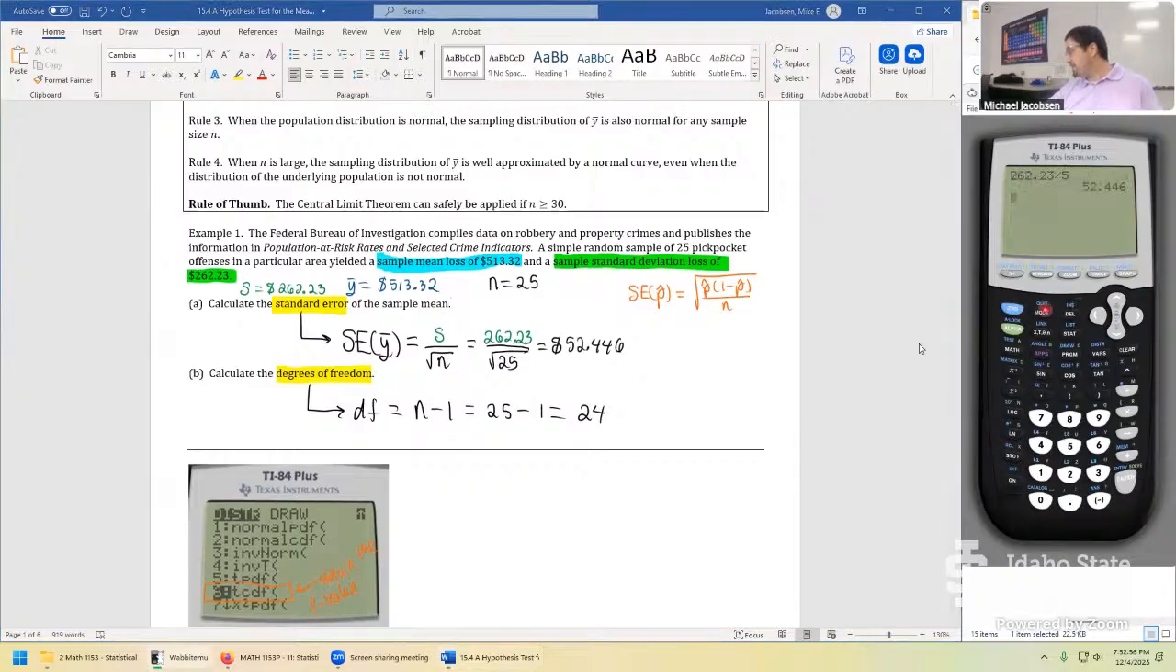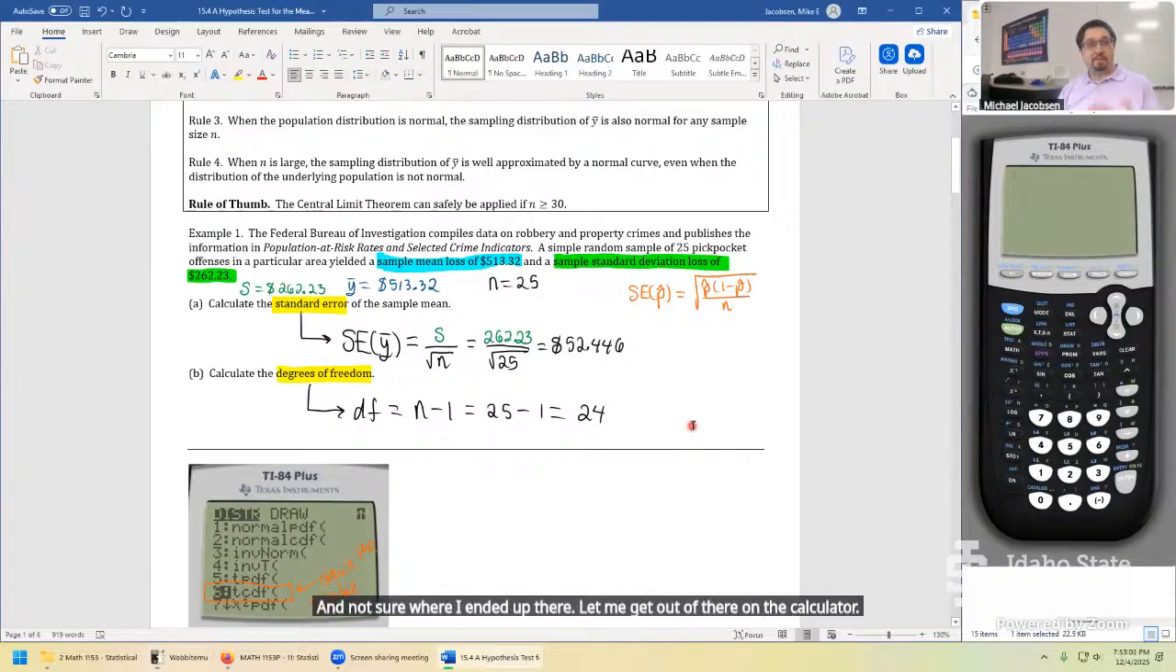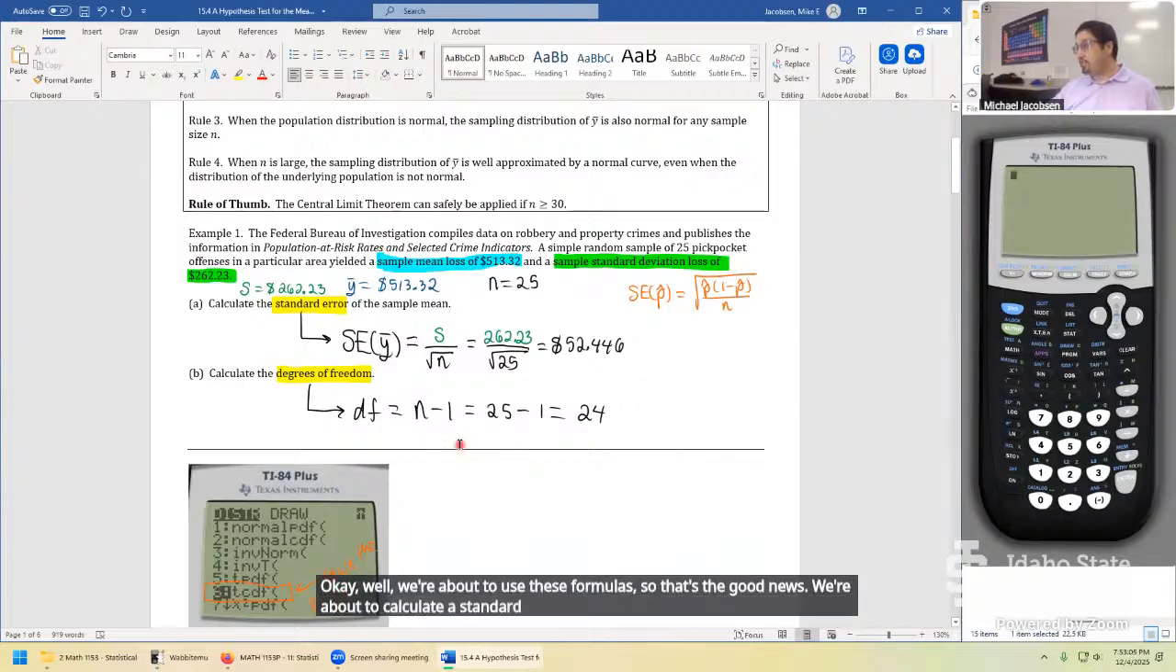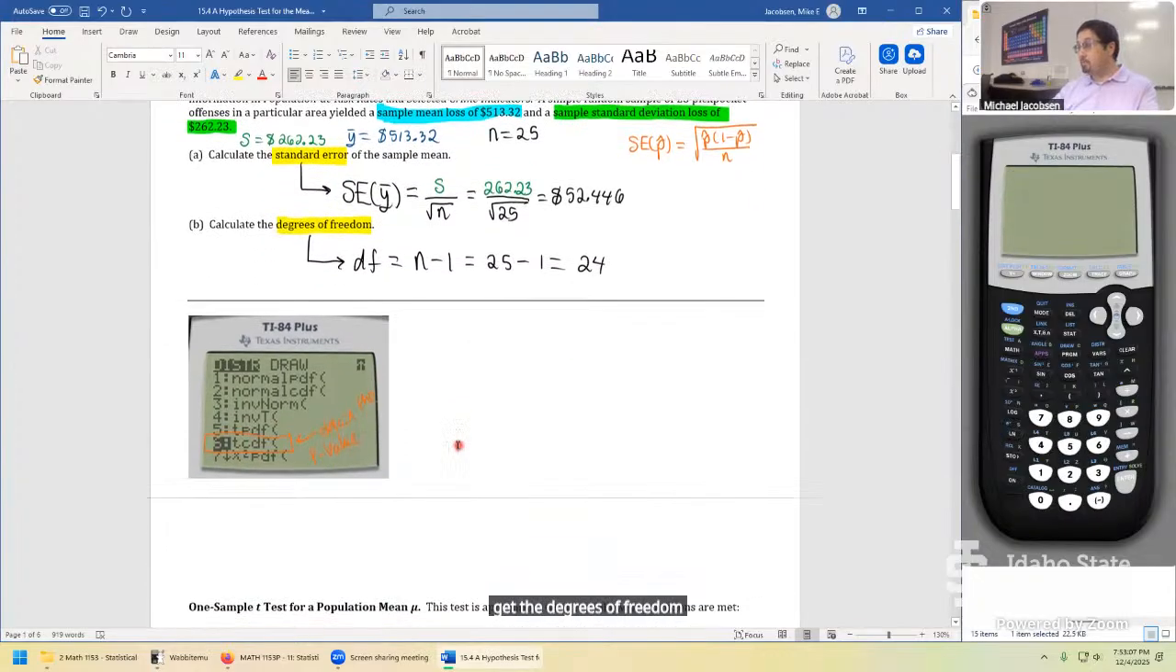And I'm not sure where I ended up there. Let me get out of there on the calculator. Okay, well, we're about to use these formulas, so that's the good news. We're about to calculate a standard error, get the degrees of freedom, and do a test statistic and a p-value.